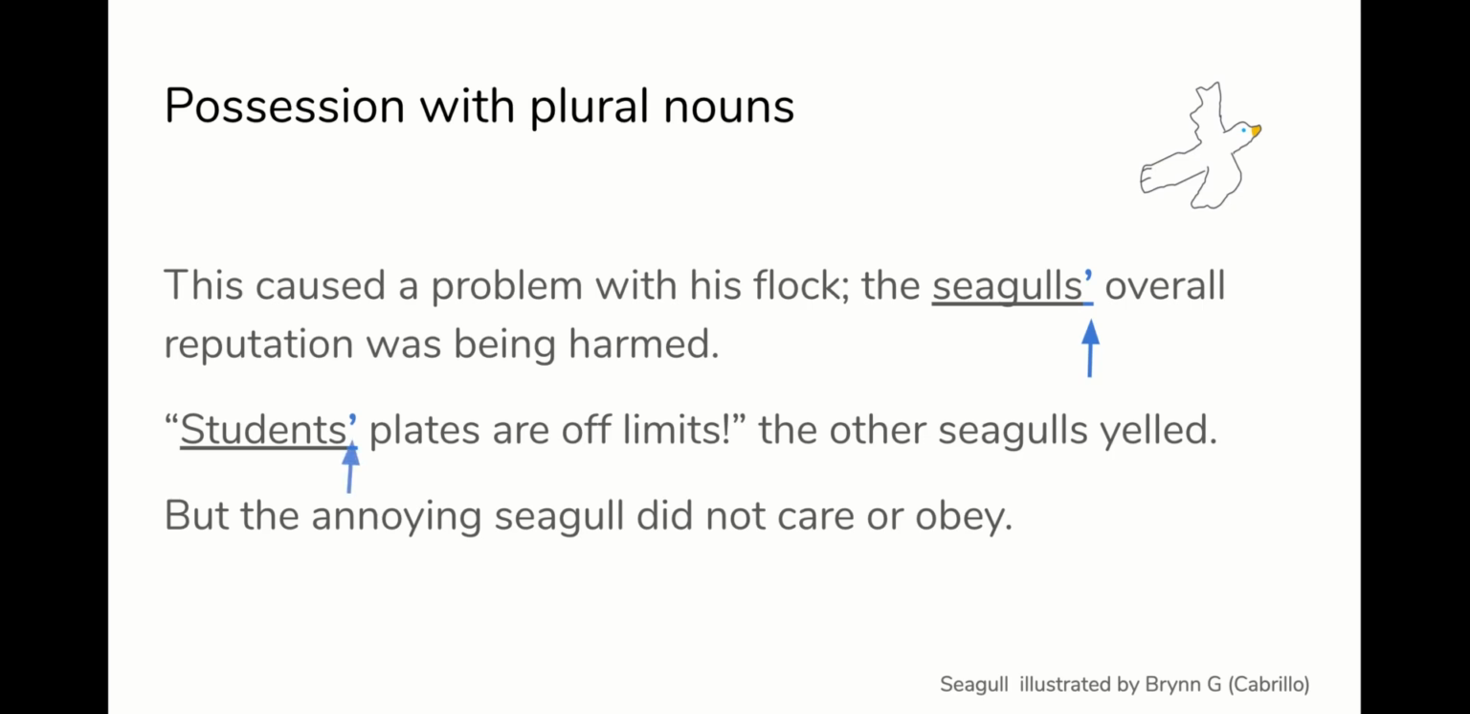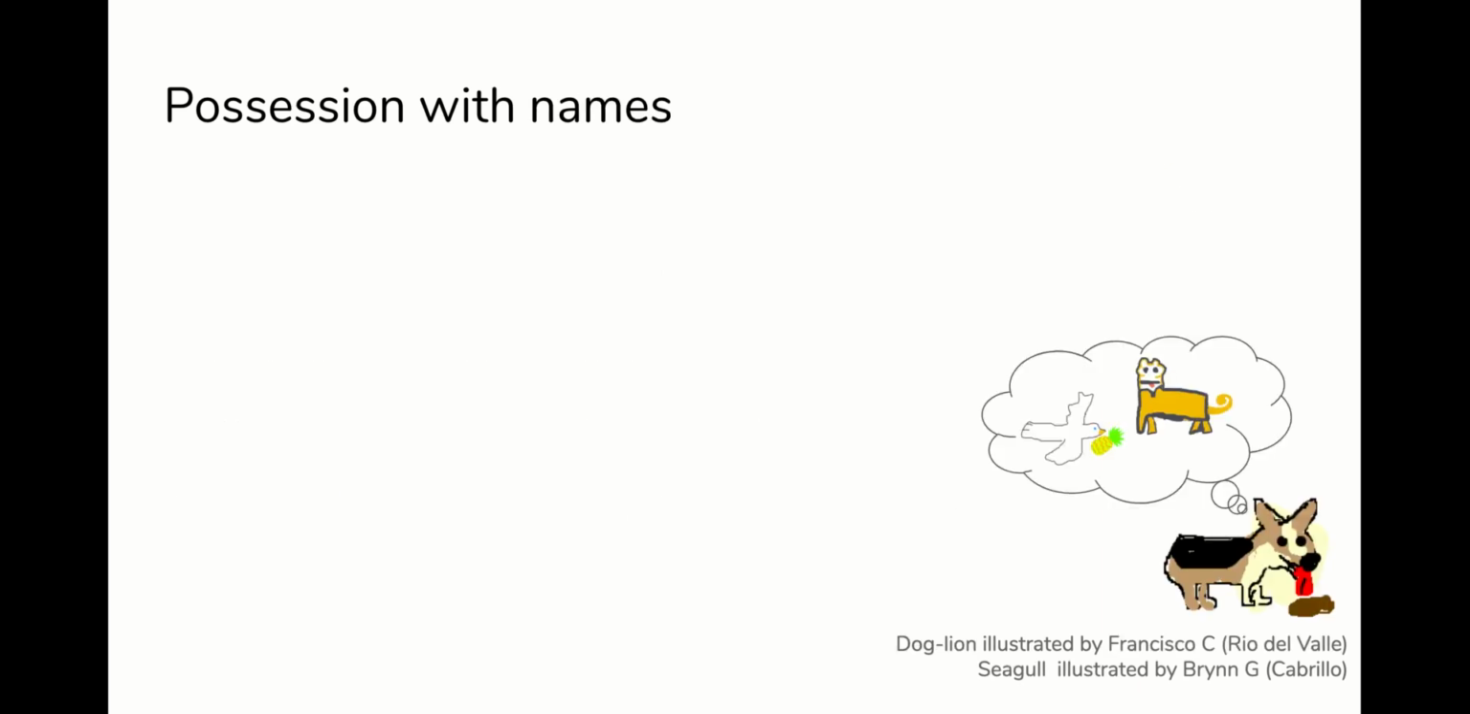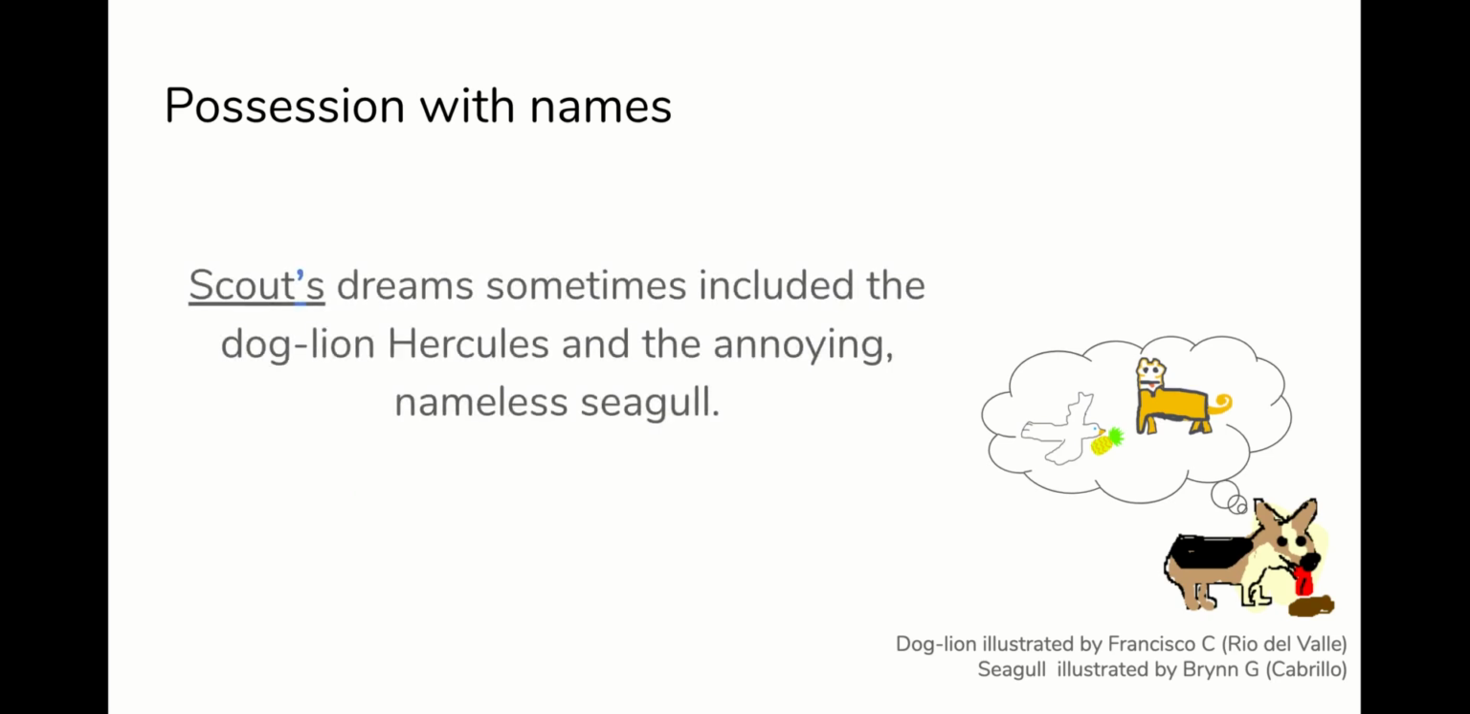Same thing with the students. We have more than one student who's eating lunch, and that word already has an S. So we just add an apostrophe. We do not need a second S. Possession with names. So a name that doesn't end in an S, for example, Scout, is simple. Scout's dreams sometimes included the dog lion Hercules and the annoying nameless seagull. All we had to do was add the apostrophe and the S. Simple.